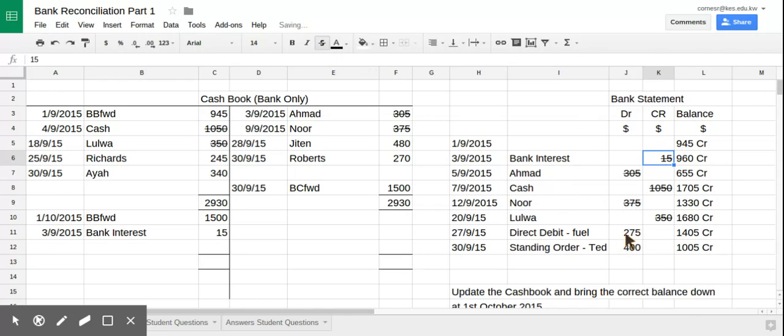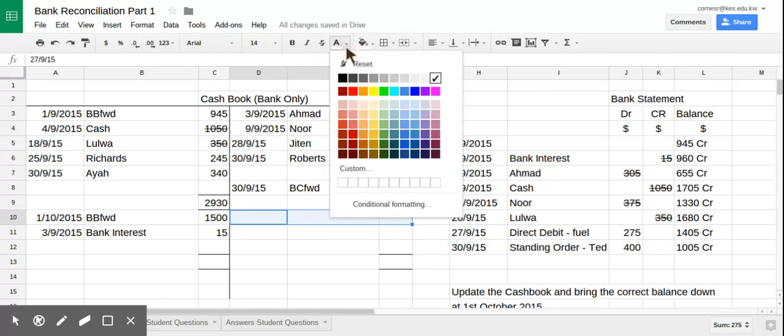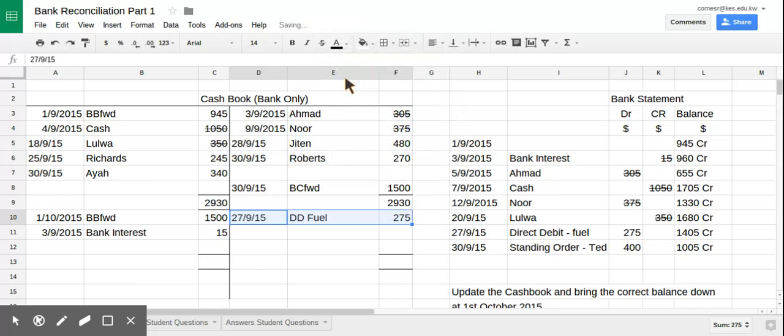And then we've got two payments, and we know they are payments because we're in the debit side of the bank statement, and therefore we've got to put them into the credit side of the cash book. What we'd also do at the moment is put in a debit entry in the fuel account, and then we need to put the standing order to TED in. So that's 400.